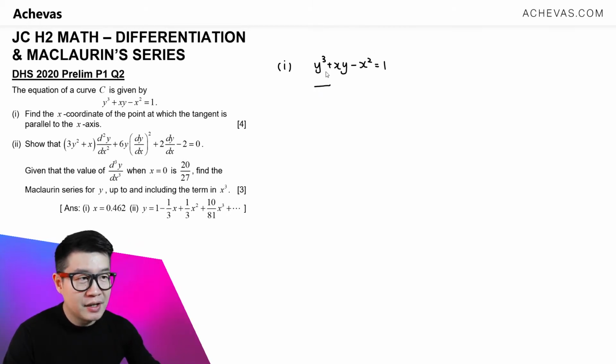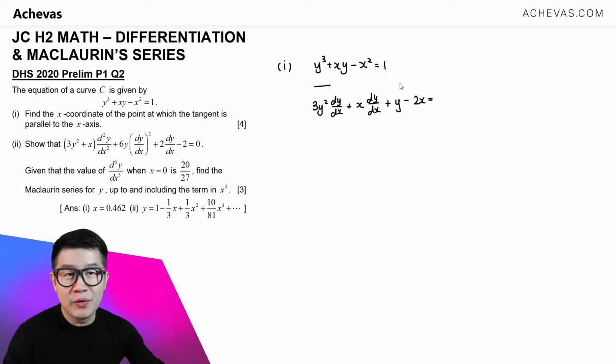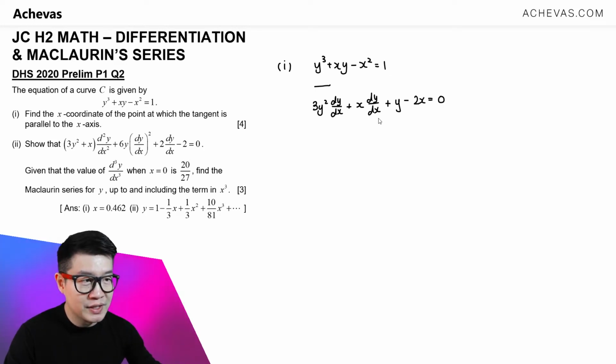On the left-hand side, if we carry out an implicit differentiation, this is going to be 3y squared dy/dx, plus, doing a product rule for this, x remains constant, differentiating y with respect to x, we will be getting a dy/dx. Then plus, differentiating x is 1, so it will be 1 times y. Then minus 2x is equal to, differentiating 1 with respect to x, 0.